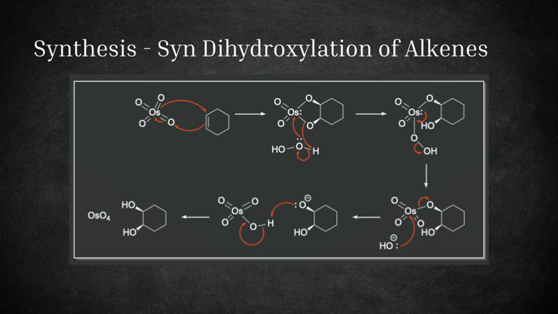In the next step, hydrogen peroxide, H2O2, serves as an oxidizing agent, regenerating OsO4 and facilitating the hydrolysis of the osmate ester. H2O2 oxidizes the osmium, increasing its oxidation state and enabling the cleavage of the osmate ester. During hydrolysis, one of the oxygen atoms of hydrogen peroxide acts as a nucleophile, attacking the electrophilic osmium atom and breaking an osmium-oxygen single bond.